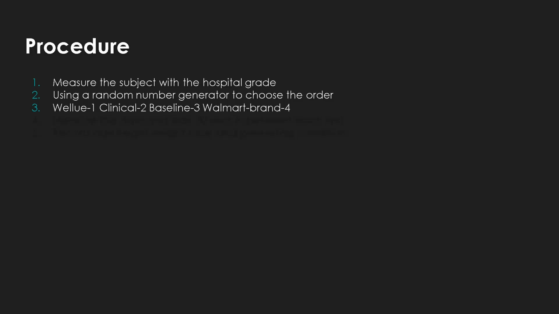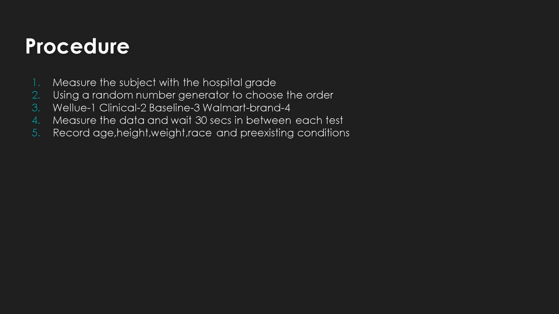The next step was to measure the data. We waited about 30 seconds between each trial. The final step is to record the age, height, weight, race, and any pre-existing conditions that they might have had, as this will influence our results.